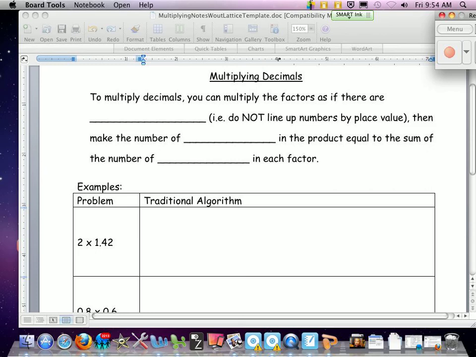So if I had 2 times 1.42, to get rid of that decimal, I'm going to multiply by 10, 100. That gets the decimal out of the way. But then at the end, I have to go, oh wait, I multiplied by 2 tens. So divide by 10, divide by another 10 to put the decimal into my answer. But the quick trick is to multiply decimals. You can multiply the factors as if there are no decimal points.